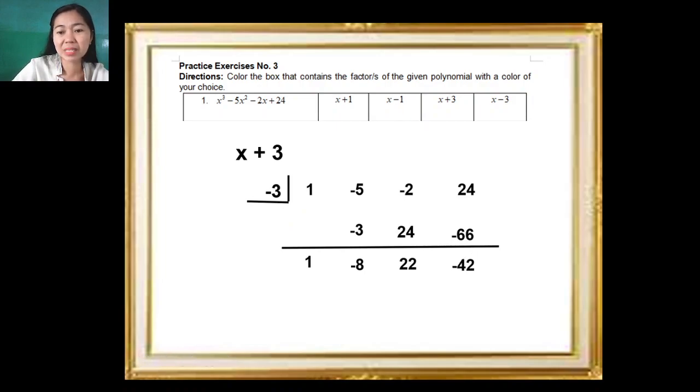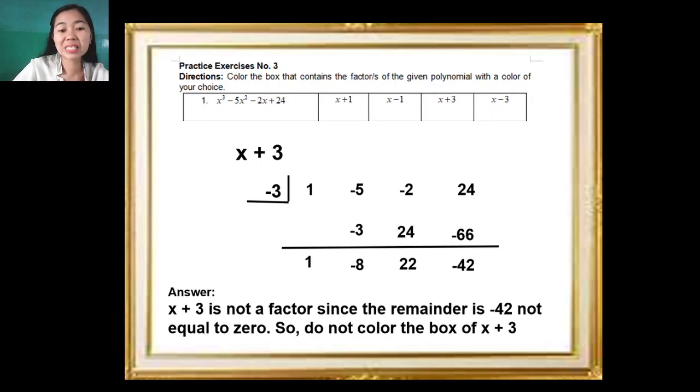So, hindi na naman 0 ang ating remainder. Ayan. The remainder is negative 42, not 0. Therefore, x plus 3 is not a factor since the remainder is negative 42, not equal to 0. So, do not color the box x plus 3. So, hindi natin kukulayan yung x plus 3. Tingnan natin yung last kung makukulayan na natin. Kukulayan lang kasi kapag factor.